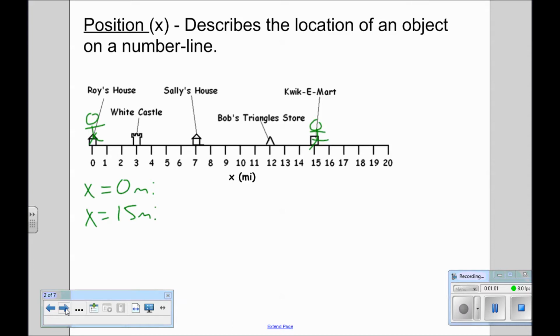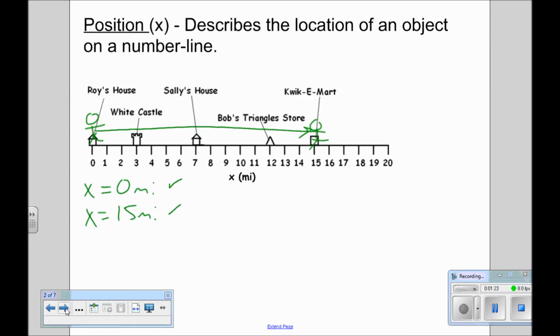The problem is that objects move. So like in this example, it's not possible for Roy to be at both of these positions at the same time. So time is also important. In other words, if Roy walks from his house to the Quickie Mart, then he's got a whole bunch of different positions, right? As he moves, his position hits every number between 0 and 15.